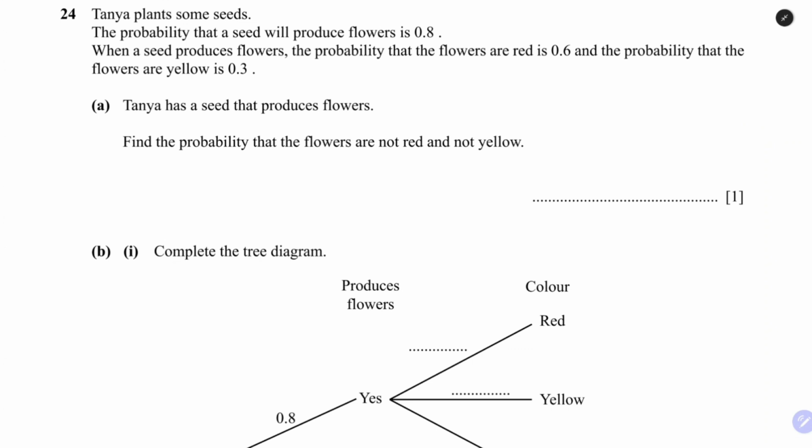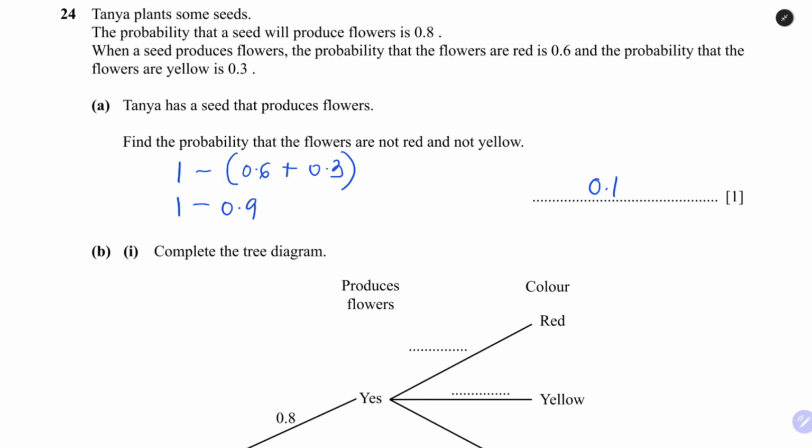Remember, the total probability is supposed to be 1. So if it is not red or yellow, remember in probability, not means minus, or is plus. So if it is not red or yellow, it means 1 minus that is 1 minus 0.9, and that gives us 0.1. So the probability that it is another color that isn't red or yellow is 0.1.